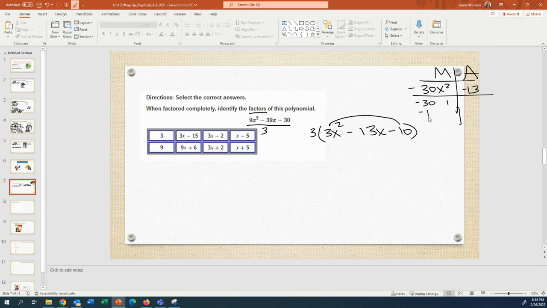Or negative 15 and 2. There's our negative 13. Negative 15 plus 2 is negative 13. So we will split the middle term.